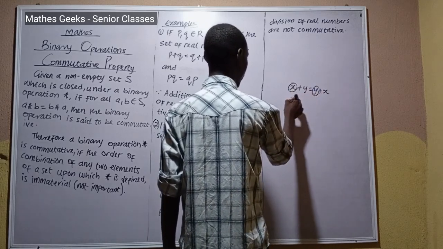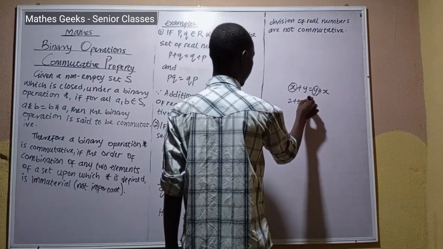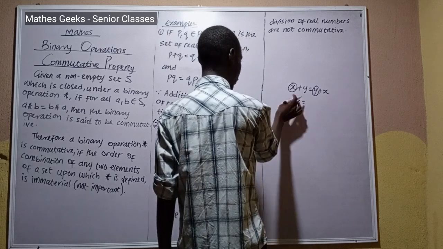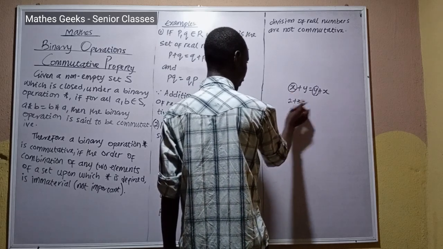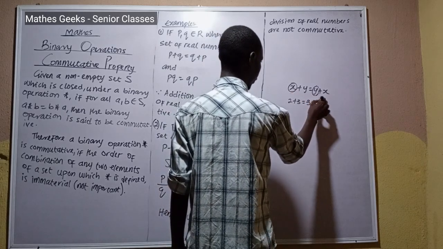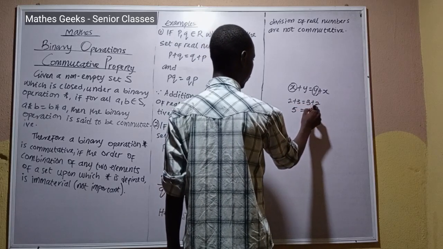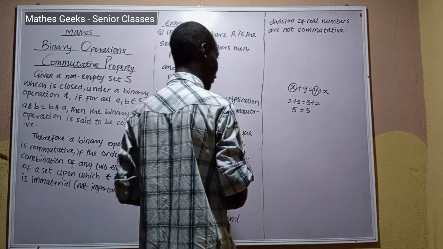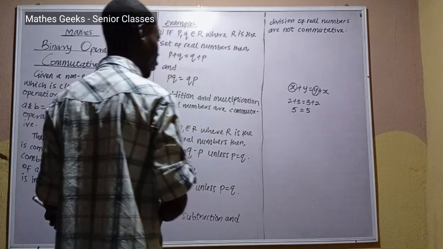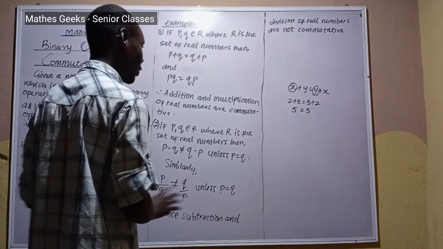If X represents 2 and Y represents 3, in this case 2 came first, so we started with 2. Let's reverse it: 3 plus 2. 2 plus 3 is what? 5. 3 plus 2 is what? Also 5. So whether you start with the first one or the second, order is not important.